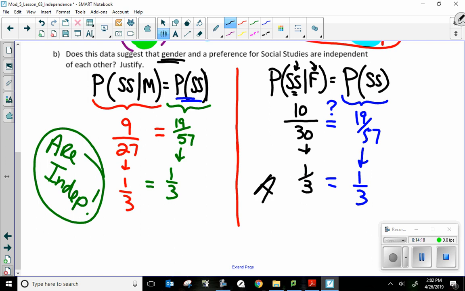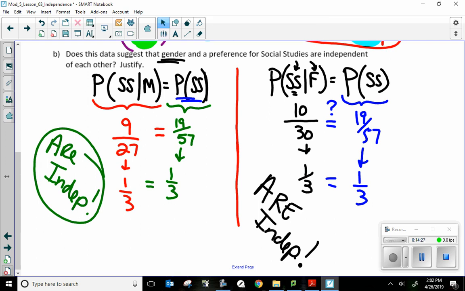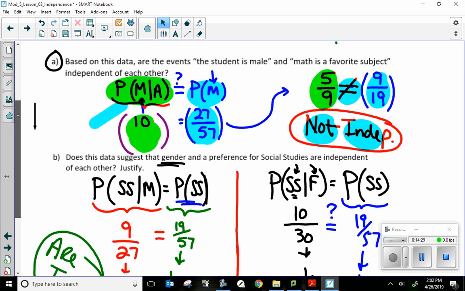These two probabilities are also independent. If they are the same, they are independent. If they are not the same, then they are not independent.